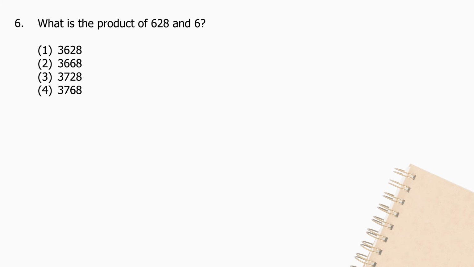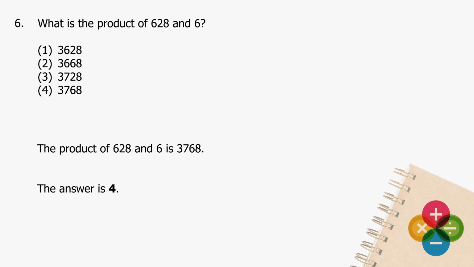Question 6. What is the product of 628 and 6? The product of 628 and 6 is 3768. The answer is 4.